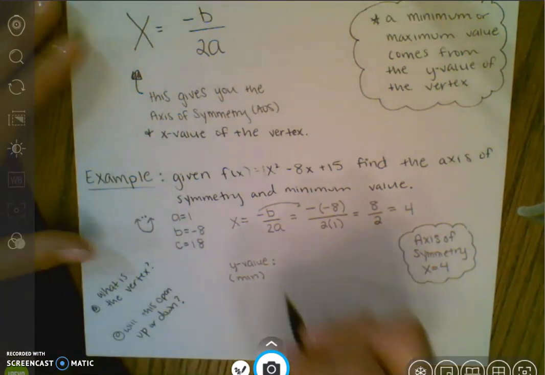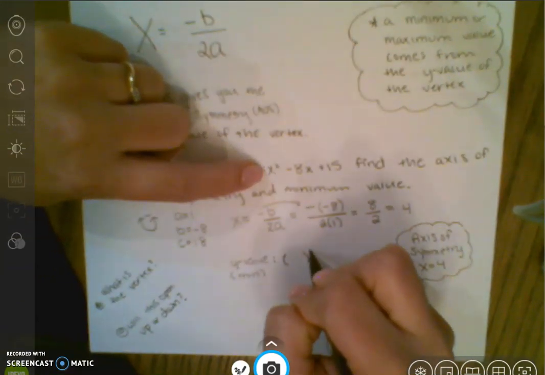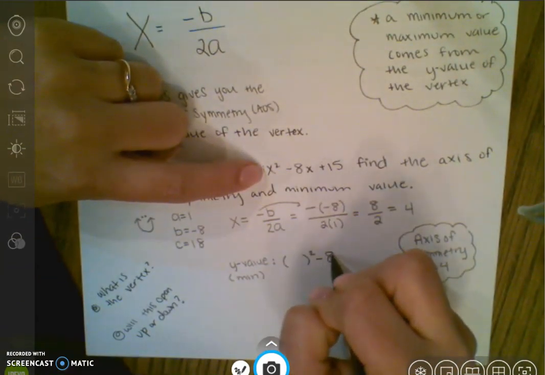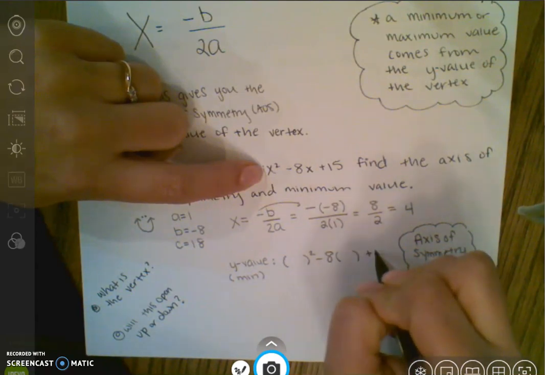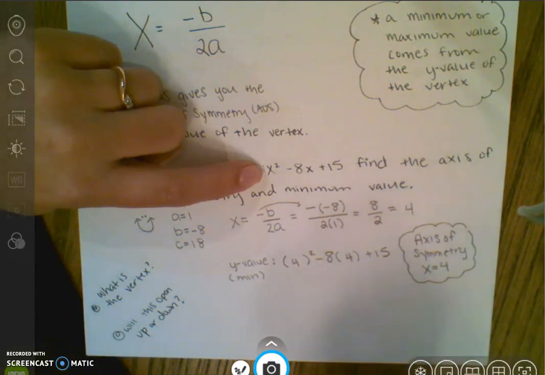I'm going to plug it in. My x was 4, so everywhere there's an x, I put little parentheses. It's almost like filling in the blanks. So plug in your 4s.